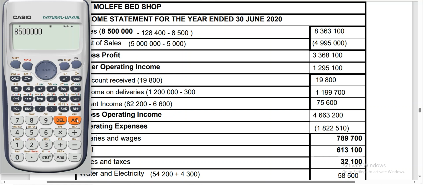So 8,500,000 minus 128,400 minus 8.5, we are getting 8,363,100. And then let's check our cost of sales. So 5 million minus 5,000, 4,995,000. So it's fine. So 8,363,100 minus 4,995,000. Okay, 3,368,100. So it's fine.